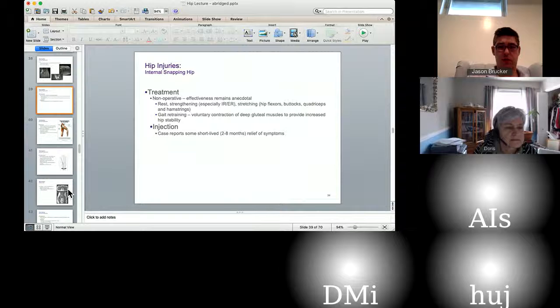Treatment is usually physical therapy. Injection in itself is not usually required, although it can provide relief of symptoms sooner.